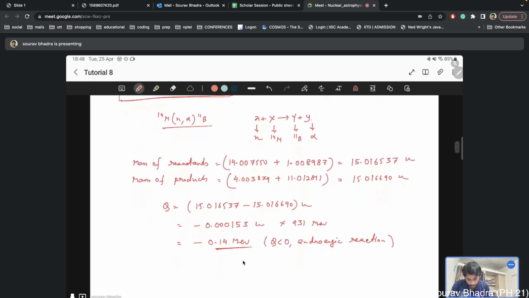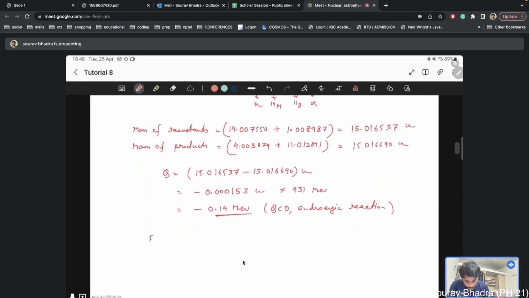Okay, so if we calculate the threshold value, E threshold is minus Q times 1 plus small mx by capital M. Oh, just a second.